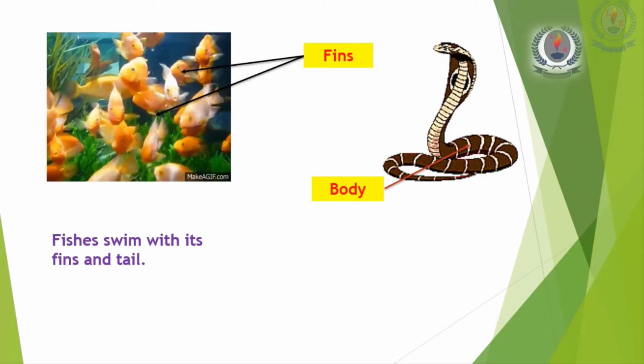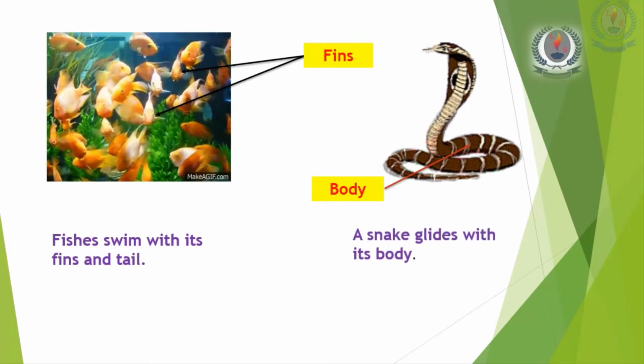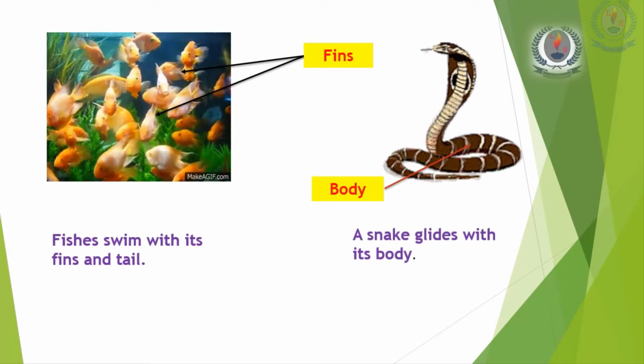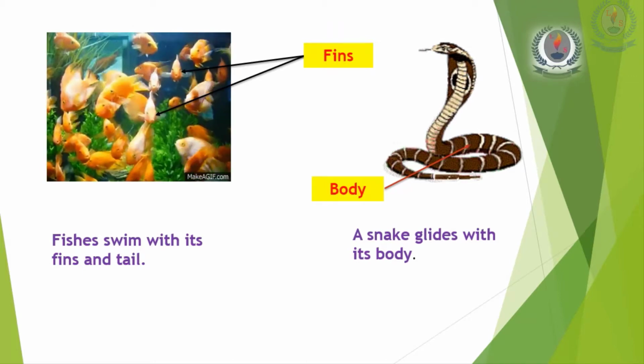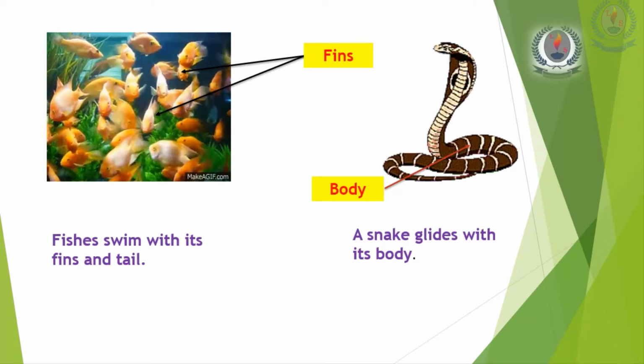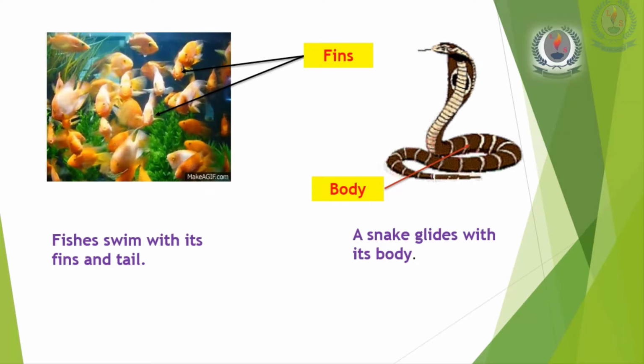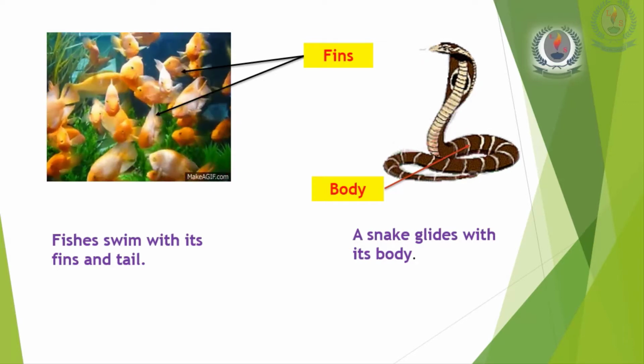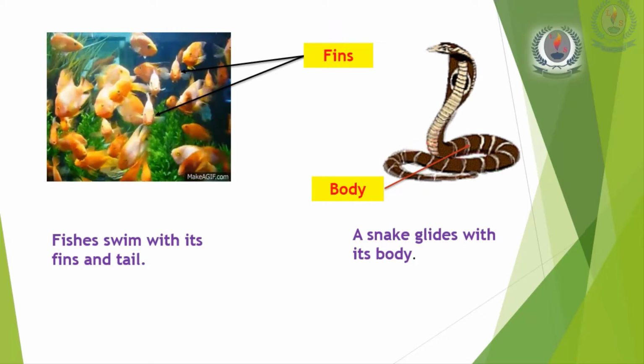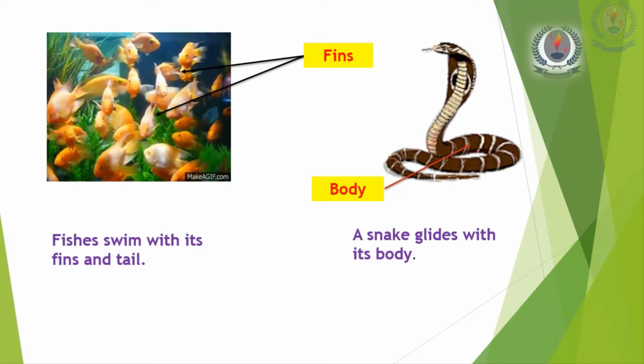The next picture, you can see a snake. A snake glides with its body. Tell me children, how does a snake glide? A snake glides with its body. Children, this is how animals move with their body parts.